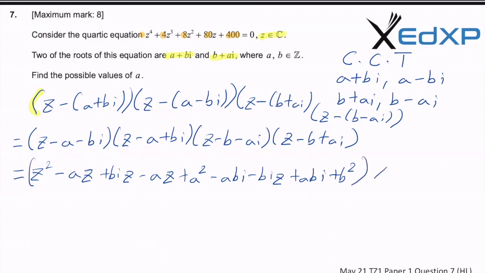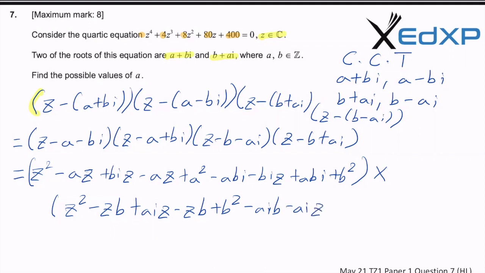And we multiply it with the second part, which is z squared minus zb plus aiz minus zb plus b squared minus aib minus aiz plus aib plus a squared.